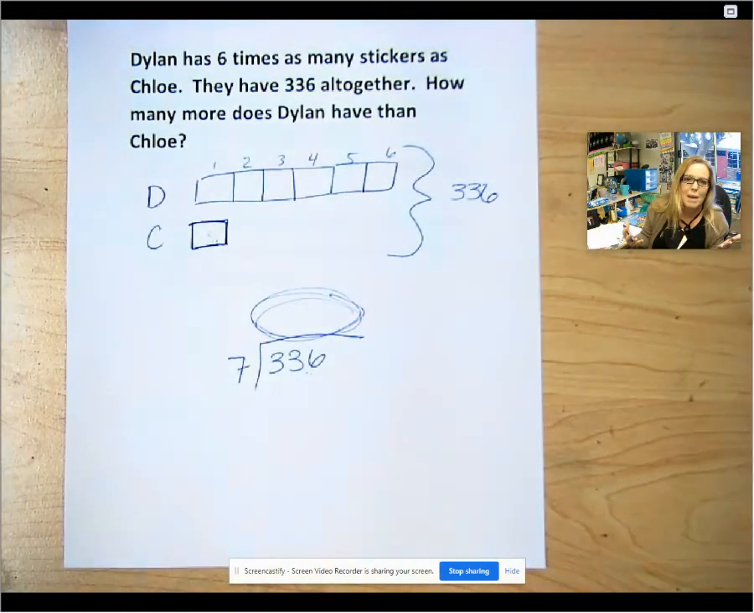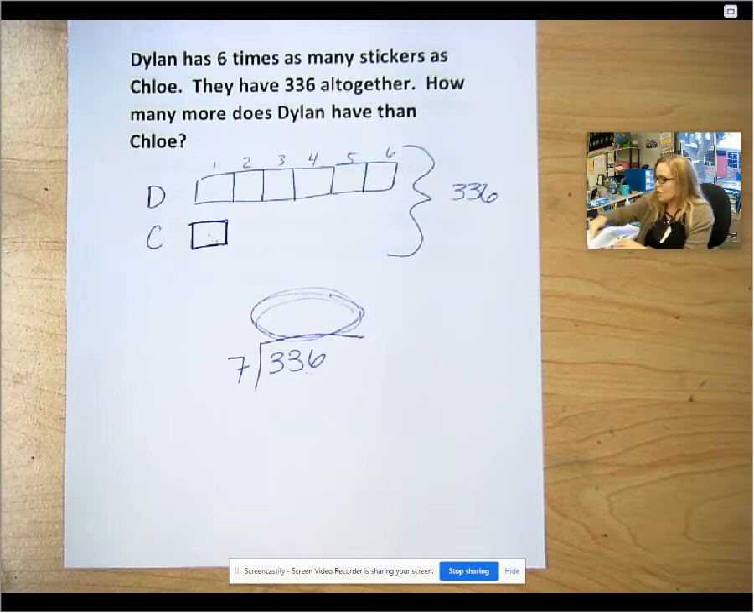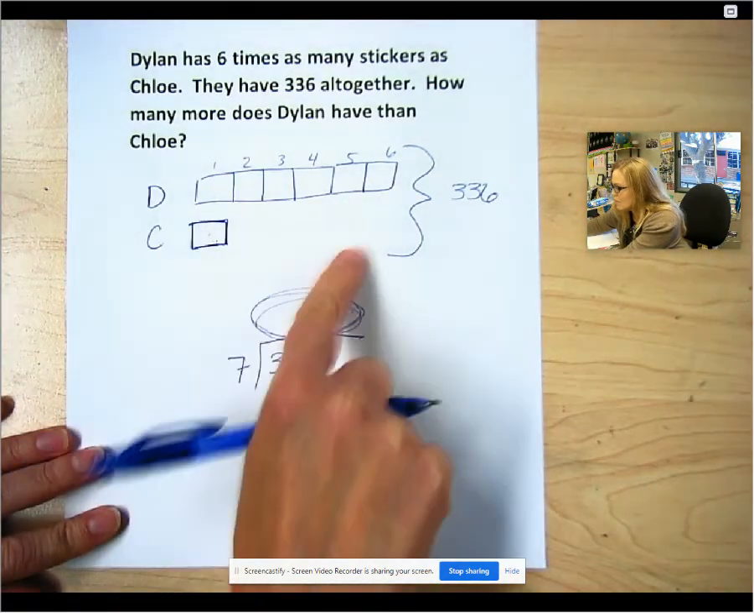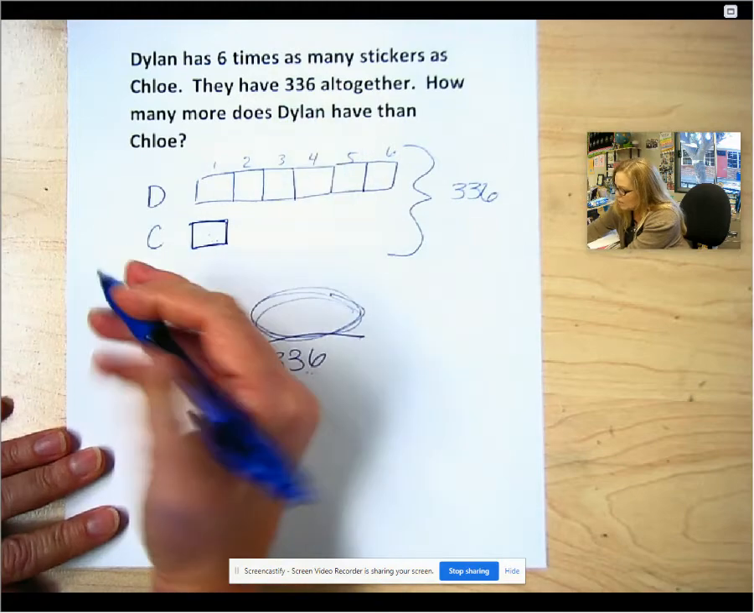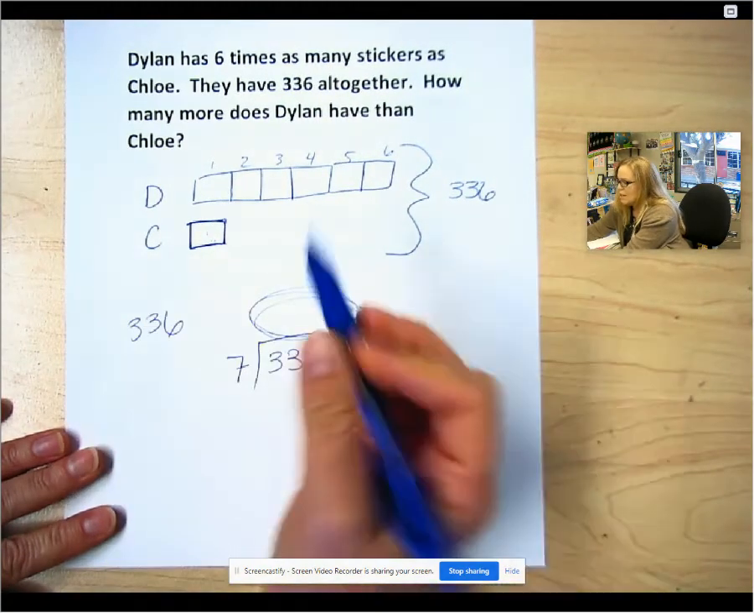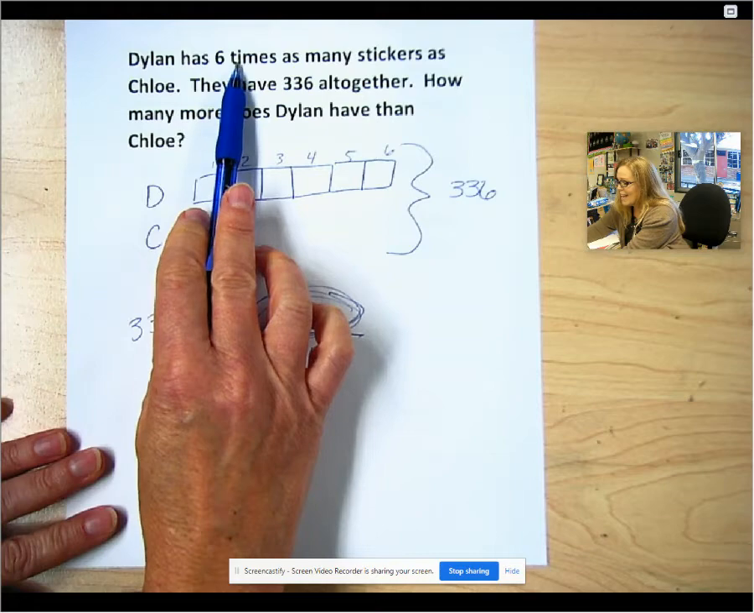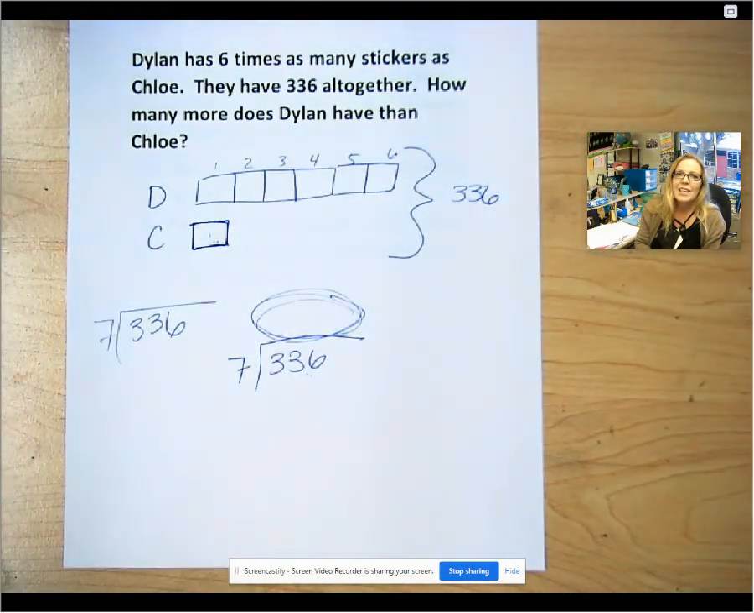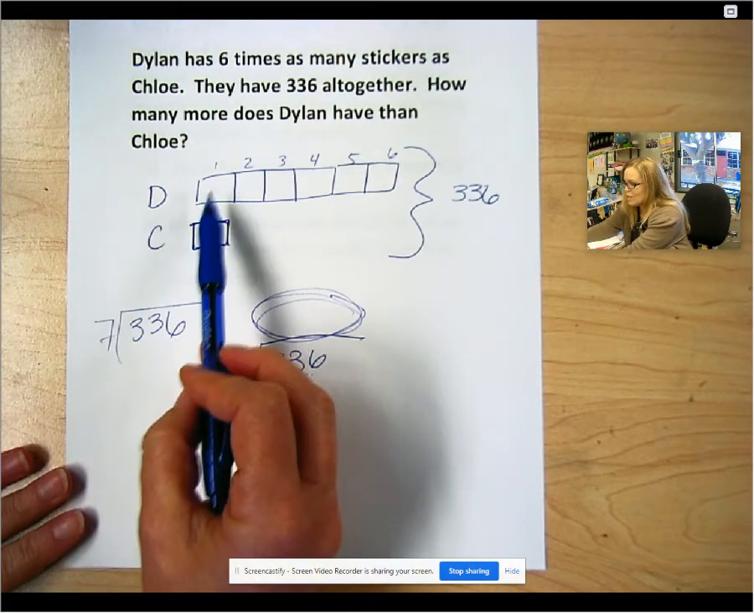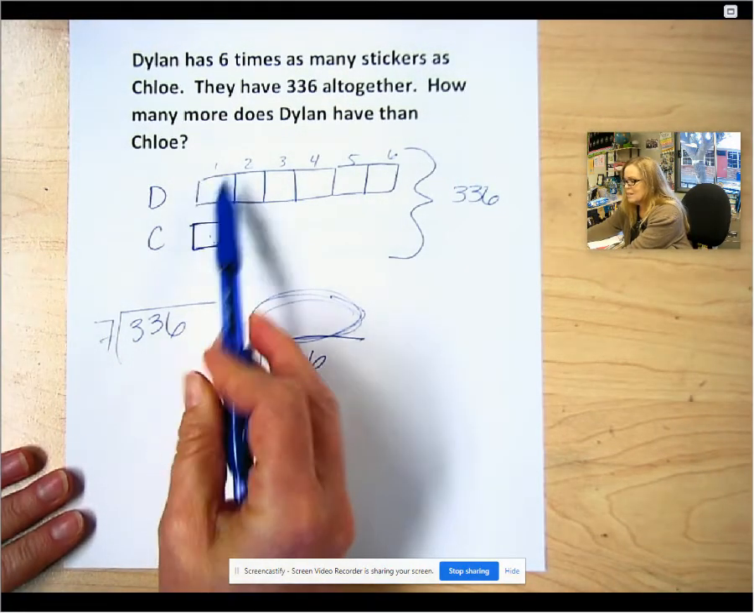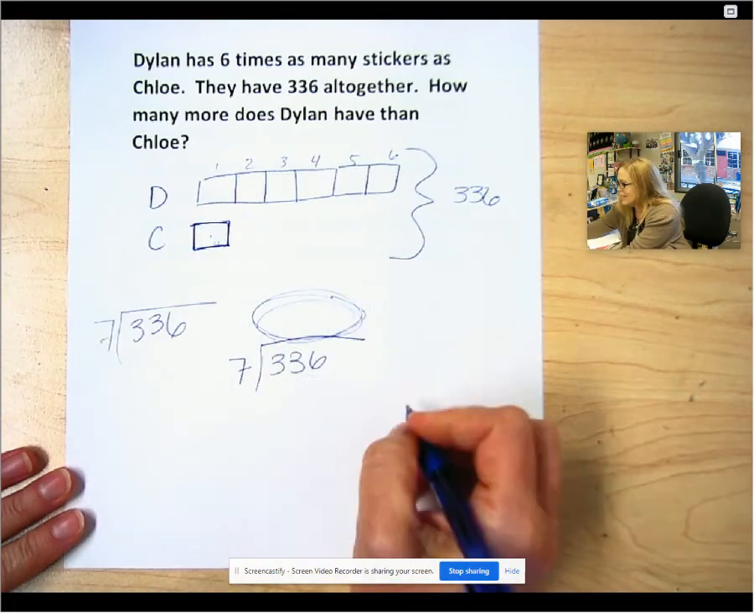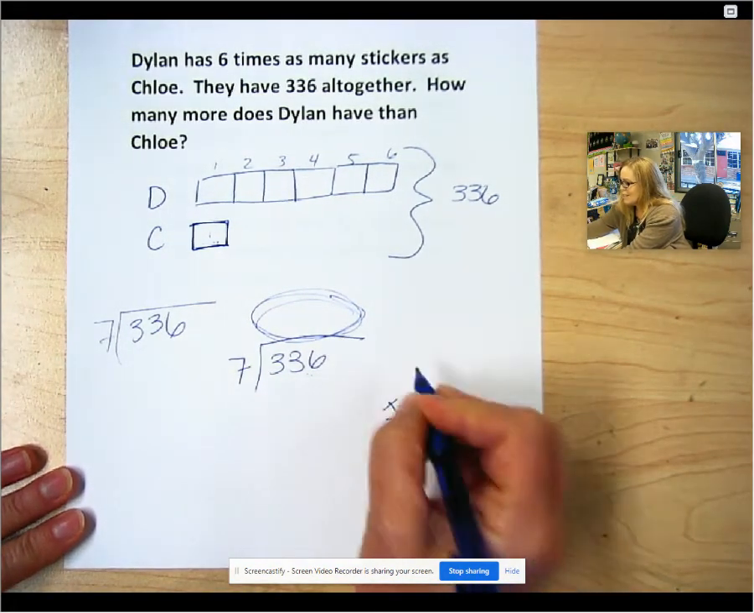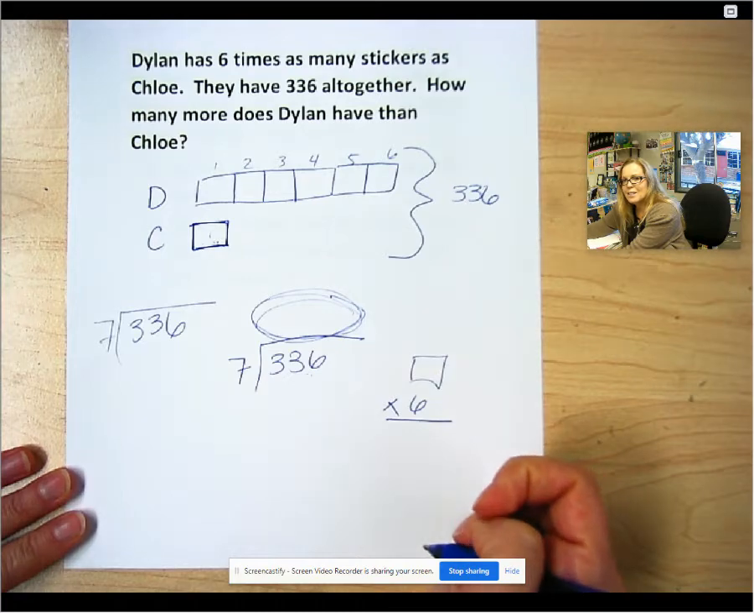So could we just do the math of this? Of course we could, but you have to know how many units you're dividing by. So again, altogether they have 336. Now, if you know that Dylan has 6 and Chloe has 1, then you could go straight to the math of that. Now you are supposed to solve for how many more Dylan has than Chloe. So what you would need to do is find out the value of one unit, then multiply Dylan's 6 by that one unit amount.